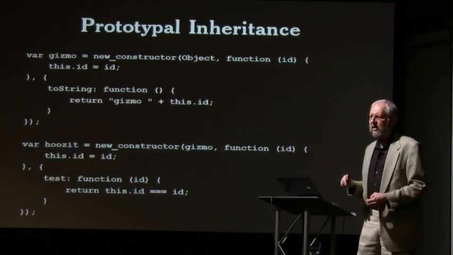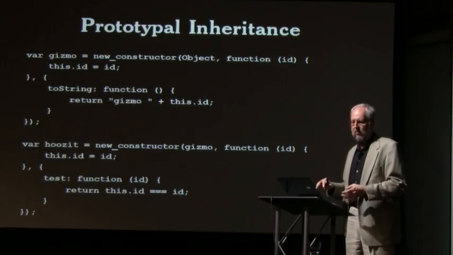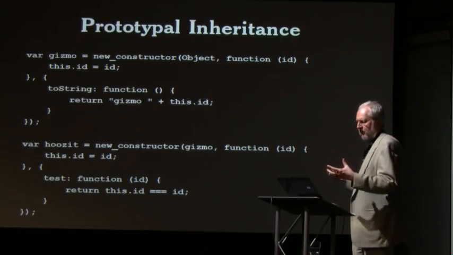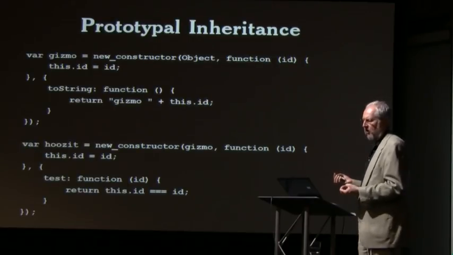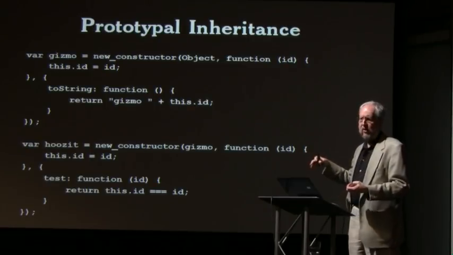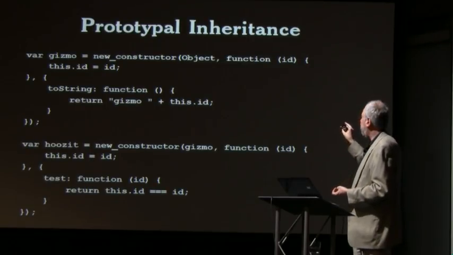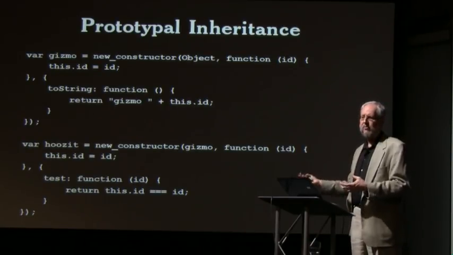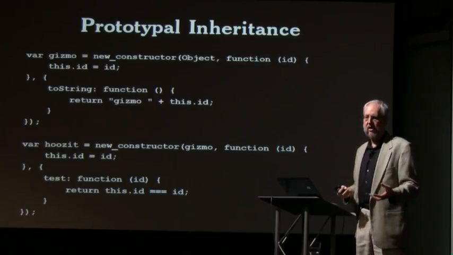So here I'm going to make a gizmo, and to make it for me, I'm going to call my new constructor function. And it will make the new instance of gizmo, or the new definer of gizmo. And I will pass to it object because I want gizmo to inherit from object. And I'm going to pass to it the constructor function. And I'm going to pass to it an object containing the methods that it should add to its own prototype.